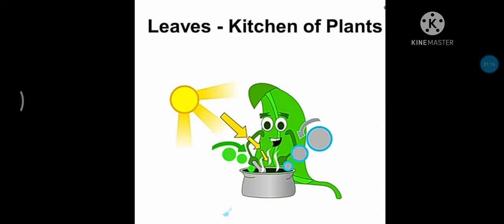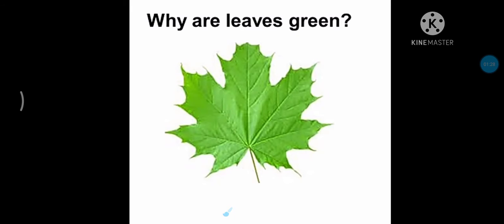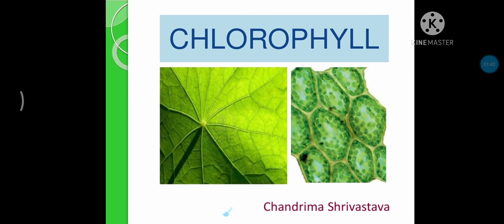Leaves are known as the kitchen of the plants. So, leaves prepare the food for the plants. Now children, can you answer this question? Why are leaves green in color? Do you know why leaves are green? It is because of the presence of chlorophyll. Chlorophyll is a green pigment which gives the green color to the leaves. So chlorophyll makes the plant look green.